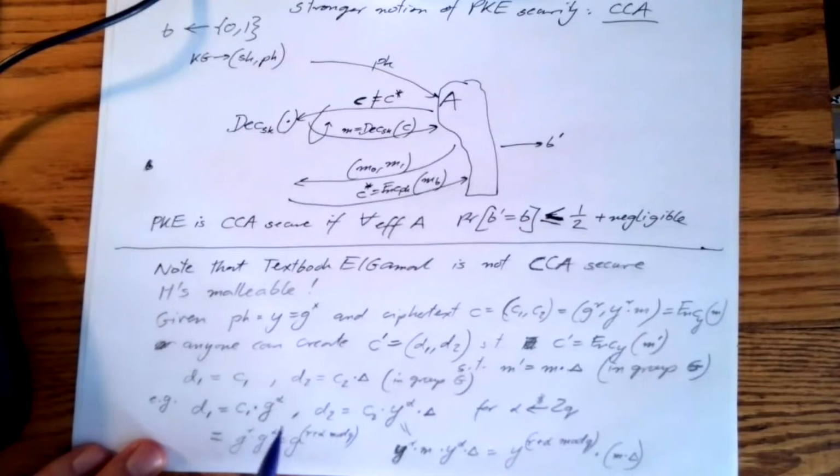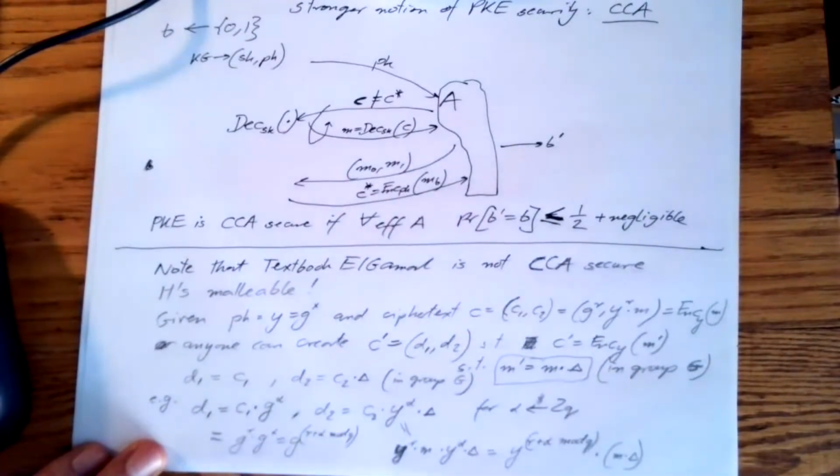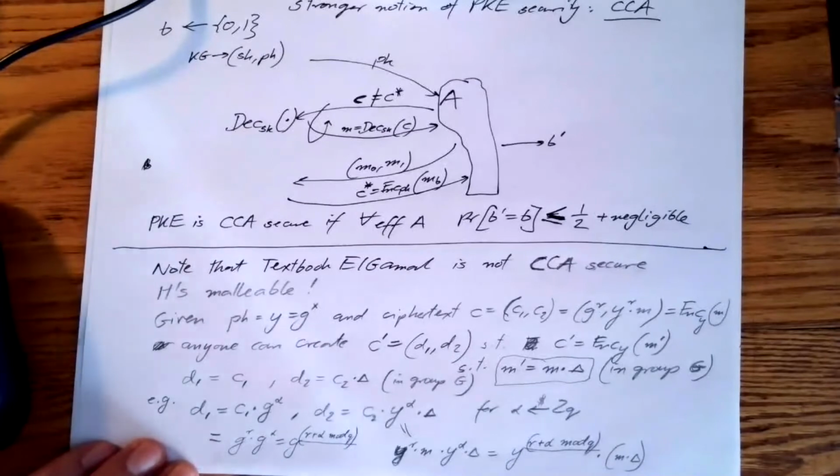And now not only have you generated an encryption of a related message, related in this way, but you have generated a fresh encryption where the randomness used in this new encryption is random. This value is independent of R, because if alpha is random mod Q, then this is a one-time pad. So R plus alpha is independent of R. In other words, this ciphertext is independent of this one, except it's an encryption of a related message.